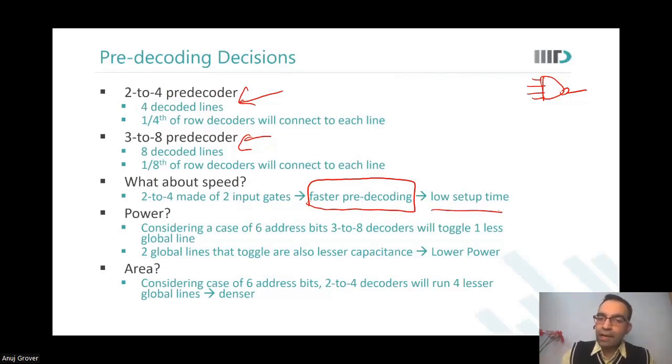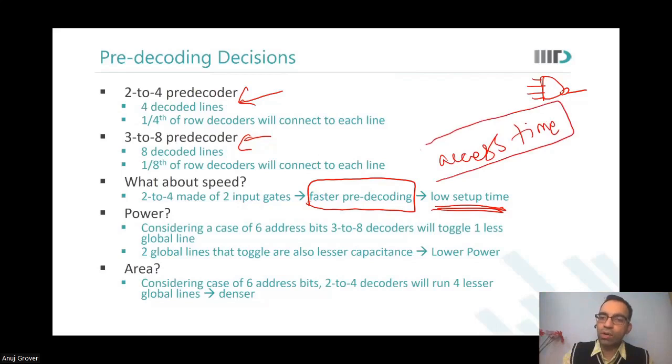Only pre-decoding impacts or can impact probably setup time. Post-decoding would typically be a part of access time, because that is where you will mix clock to address. Okay.